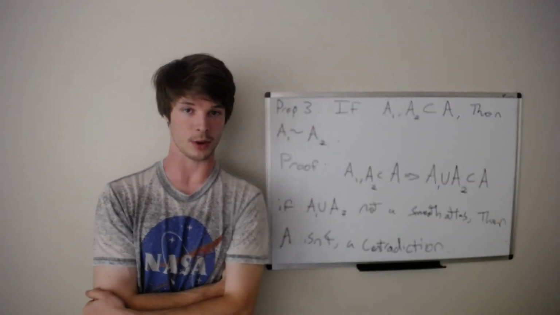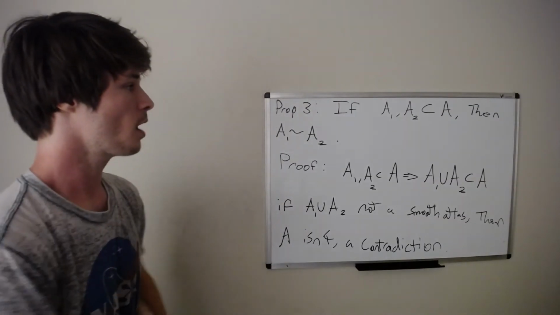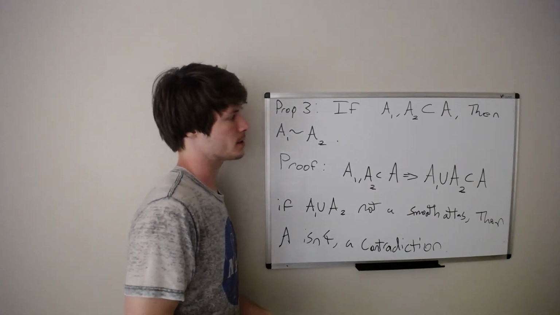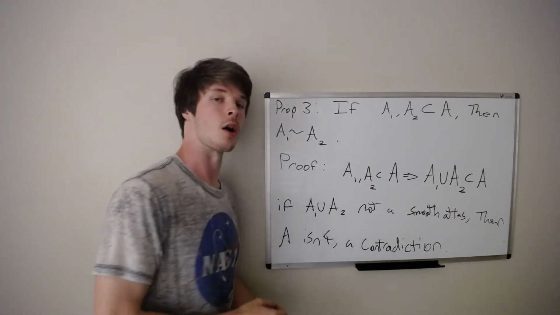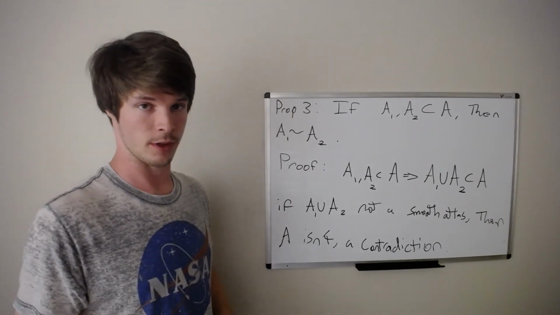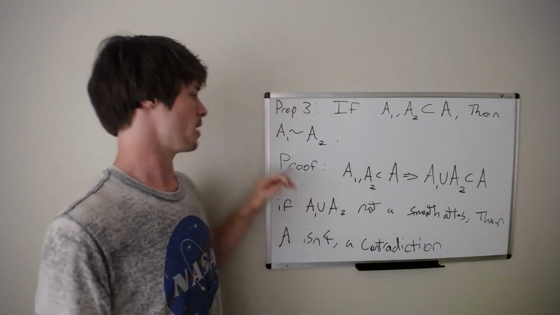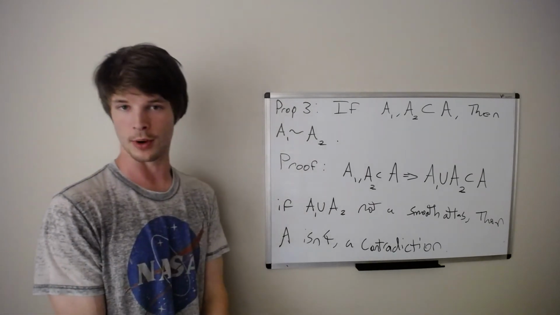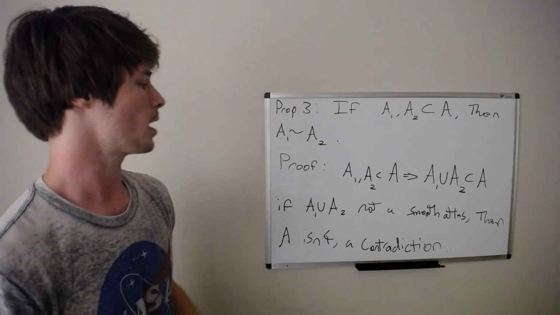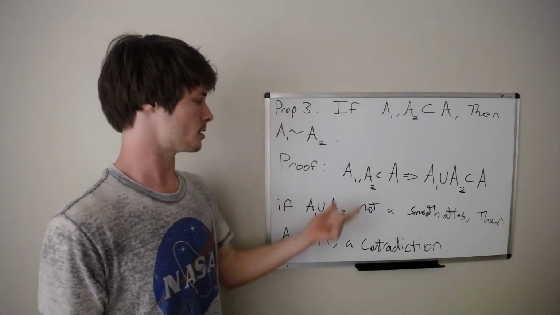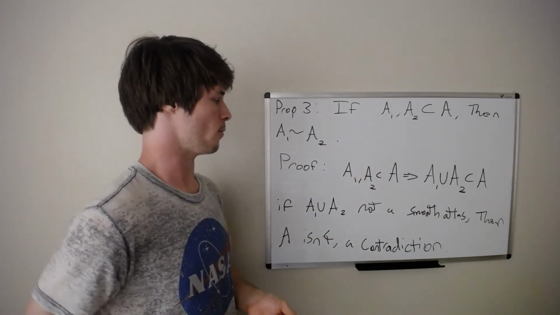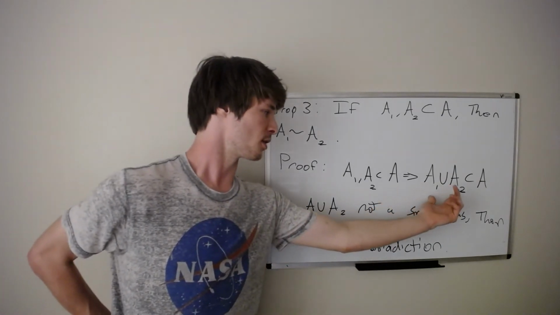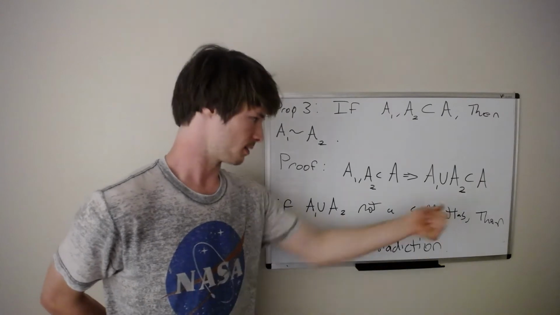So now moving quickly on to proposition 3, I'd like to convince you that if two smooth atlases A1 and A2 are contained in a third smooth atlas, just A, then in fact A1 is compatible with A2. And here's how I'm going to demonstrate that. Assuming that this is the case, that both smooth atlases A1 and A2 are contained in my third smooth atlas A, then for certain the union of these two smooth atlases is contained in it.